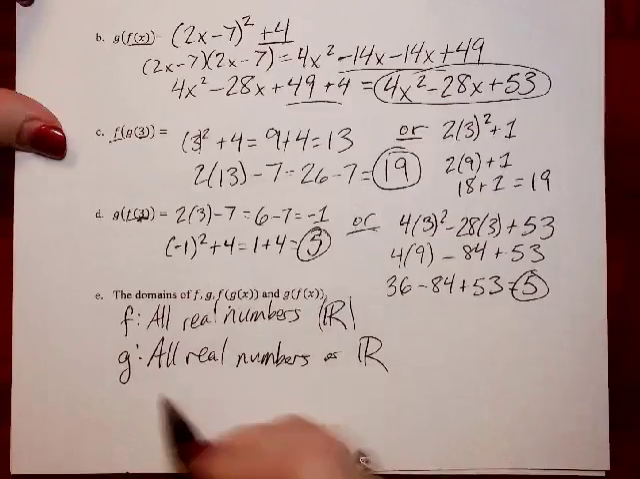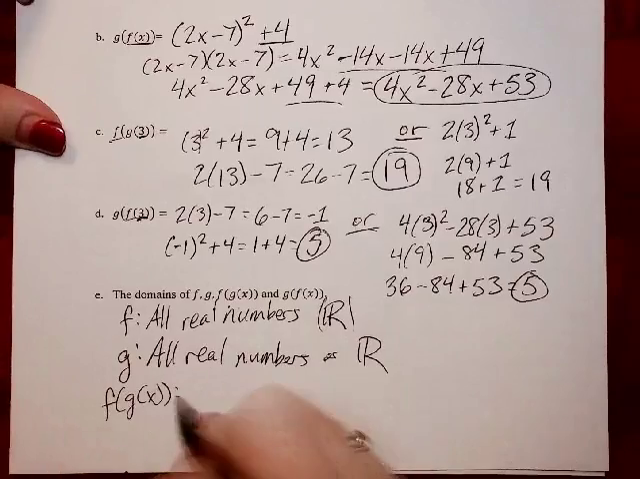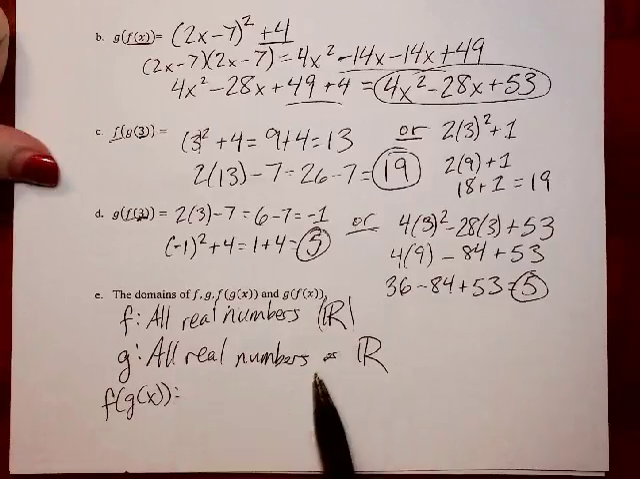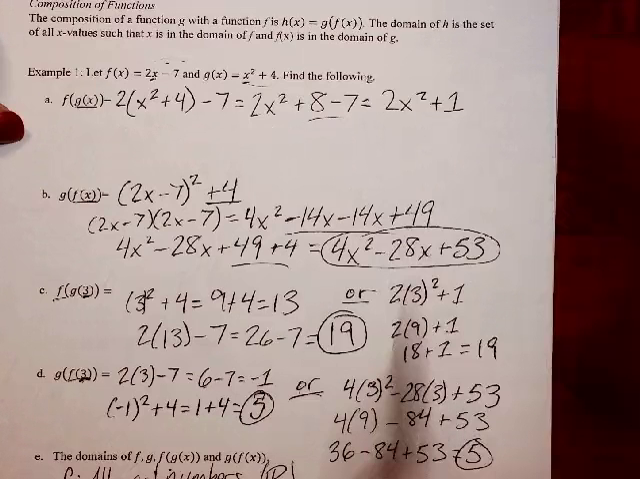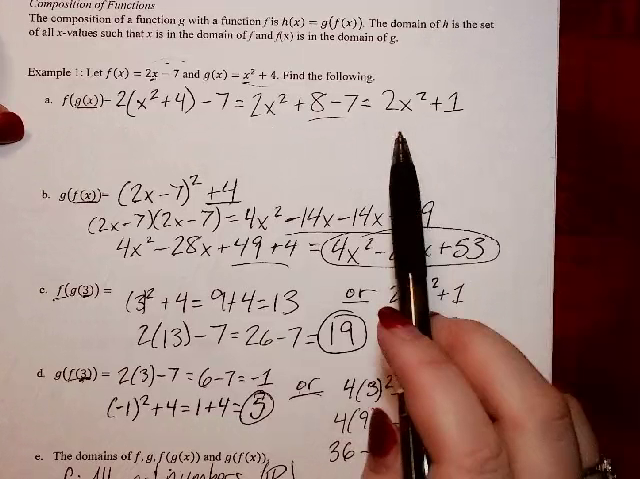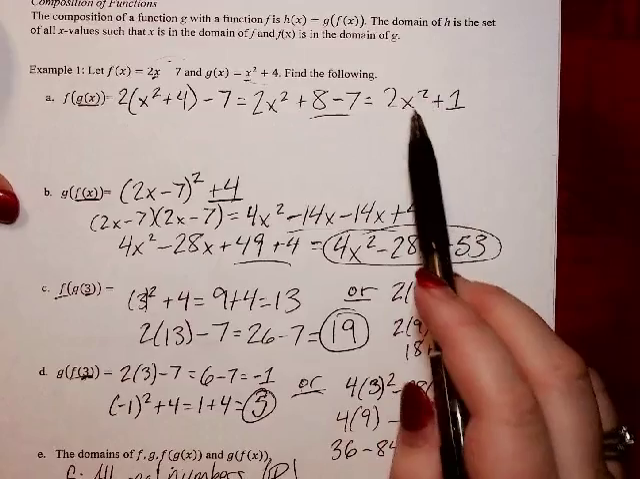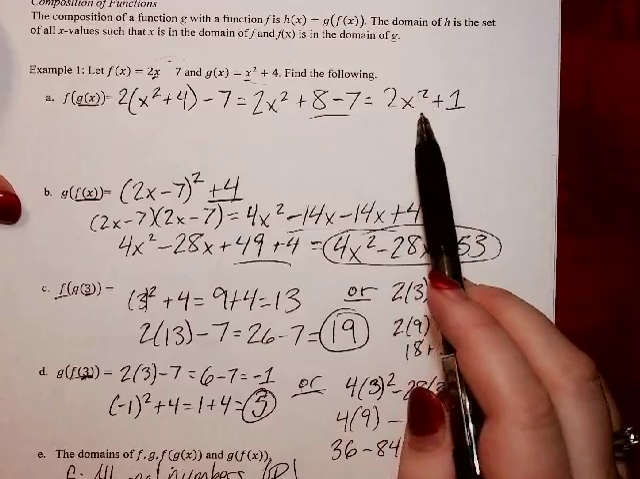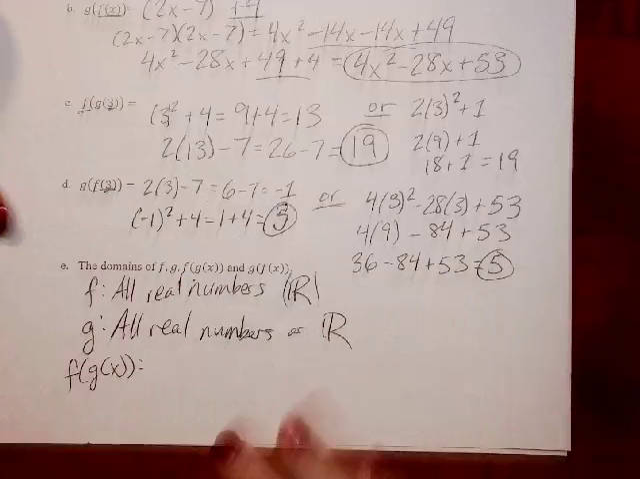Okay, now f of g of x, if we had any restrictions here, those would carry over, but we don't. So now we look at f of g of x, which is 2x squared plus 1. We can put any number in here, square it, multiply it by 2, and then add 1. So it doesn't matter what we put in there, so again, it's all real numbers.